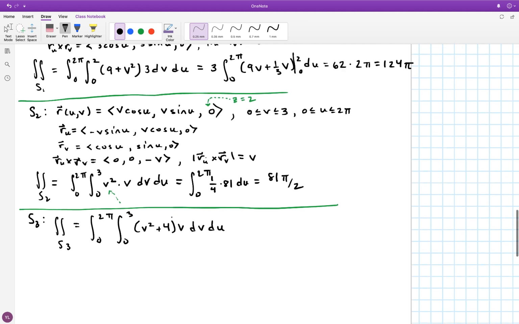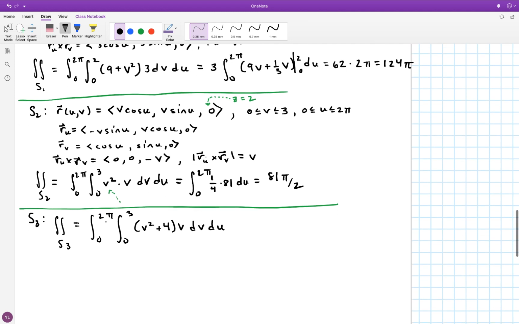Now I can see that this integral I have to compute is just like this one, which was 81 pi over 2, but it's got an extra plus 4v over that region. So I'm just going to compute the integral of 4v dv du and get an answer, and I'll add that to 81 pi over 2.